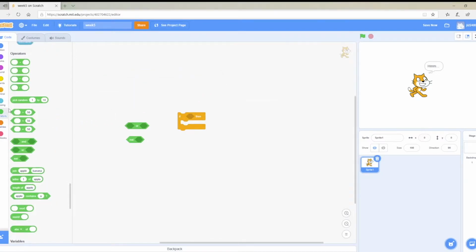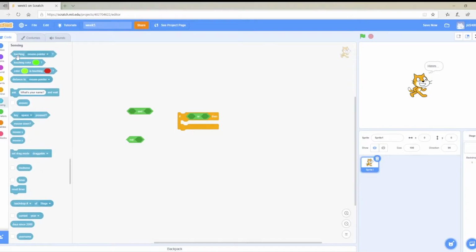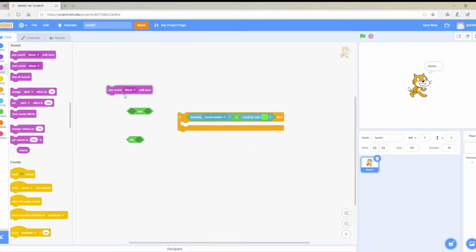So that's and. Or only needs one. Let's say if it's touching mouse pointer or touching green. Only one has to be true in order for it to run. Touching mouse pointer, it'll play sound meow. If you're touching green, then it will say meow, even if the other one isn't true.